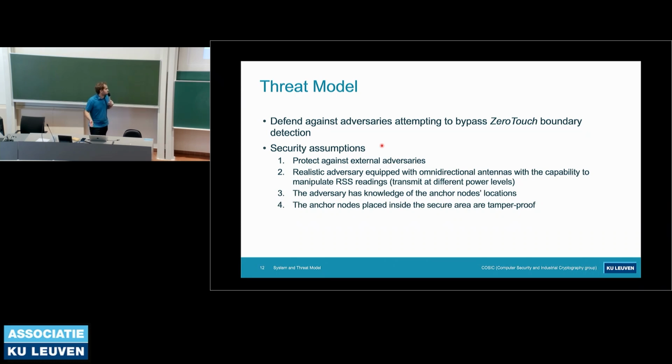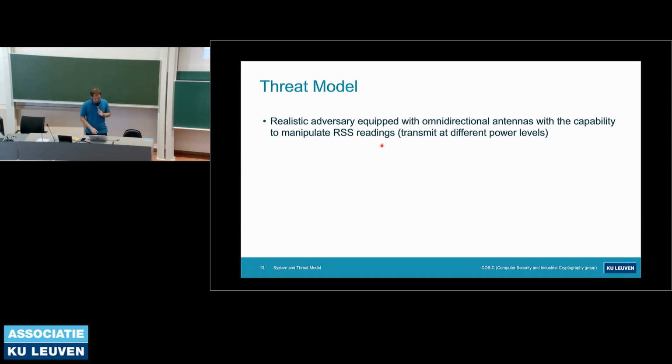And the adversary has the knowledge of the anchor nodes which are positioned inside the secure geofence, that is a room. And yeah, we also assume that the anchor nodes are tamper-proof, meaning that they cannot be tampered with by the adversary prior to the boundary detection process. So any telecommunication engineer might have problems with this assumption, because we see here we say omnidirectional antennas.